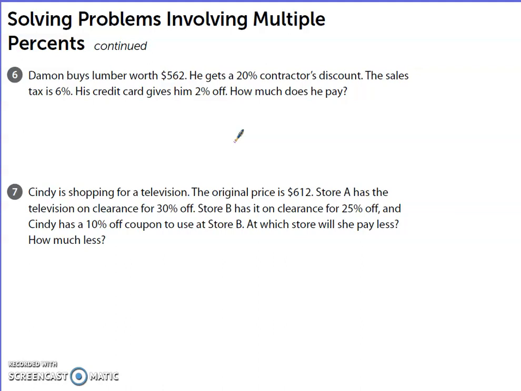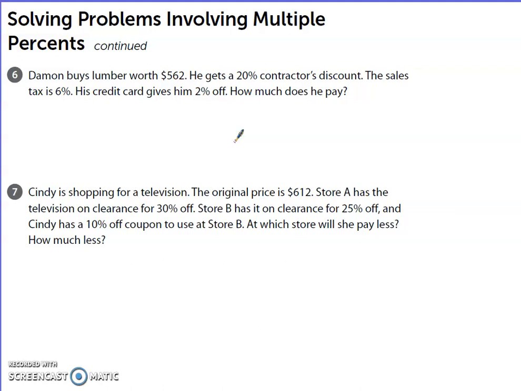Let's get into this. So we're on page 20, and all these are about solving problems using multiple percents. So we're going to use some strategies. These are all review from what we've been doing. Make sure you've got a calculator with you. You can't do this fluidly without a calculator. You'll need a calculator for this page for sure.